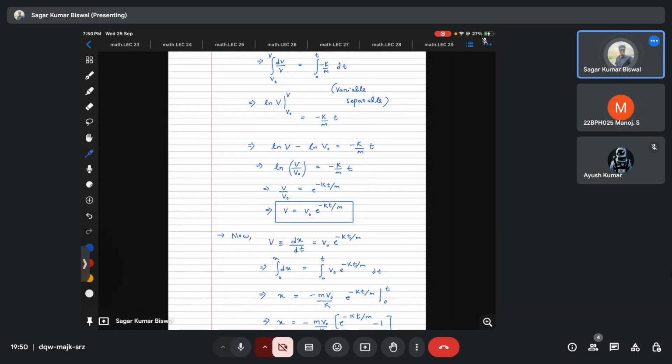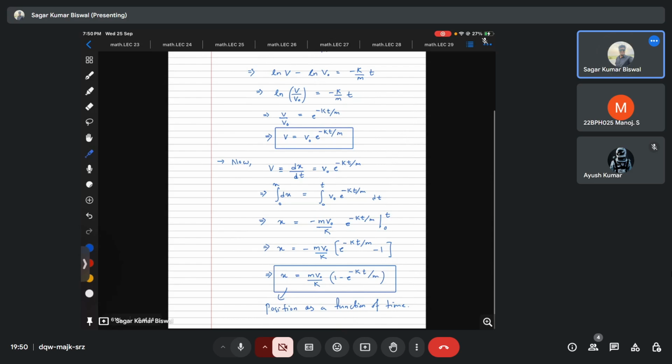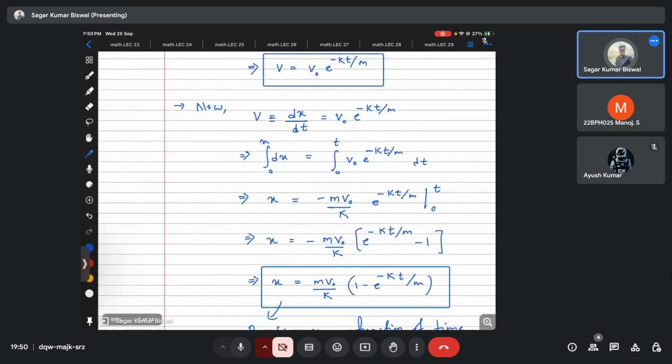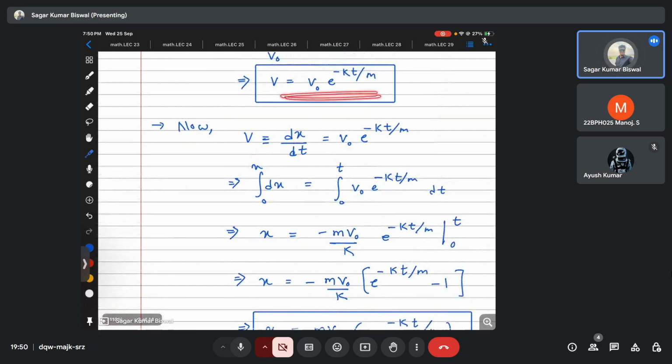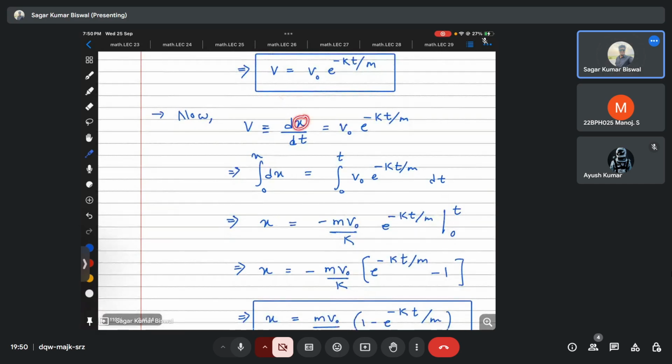That is, we got the v now, the velocity, but we know that velocity is dx by dt, or the derivative of the position with respect to time, right? So v can be written as dx by dt, and we know what v is. V is here. So we can also solve for x. So what is x as a function of time?